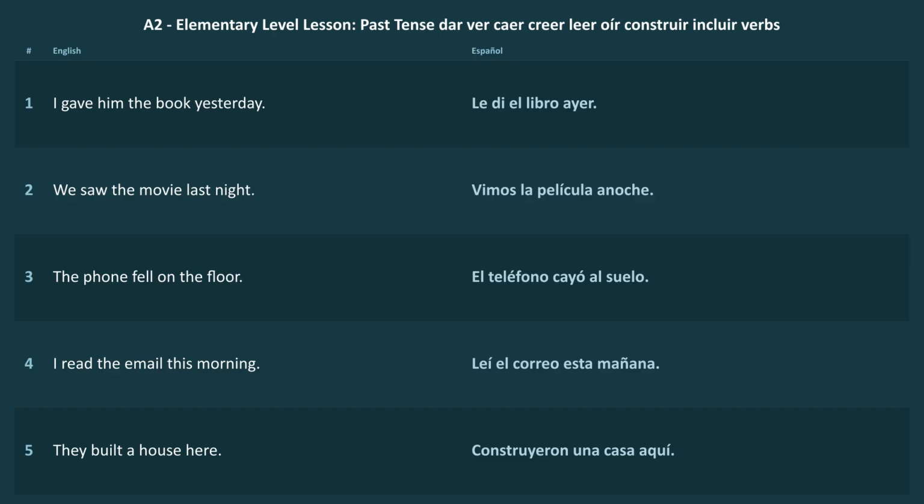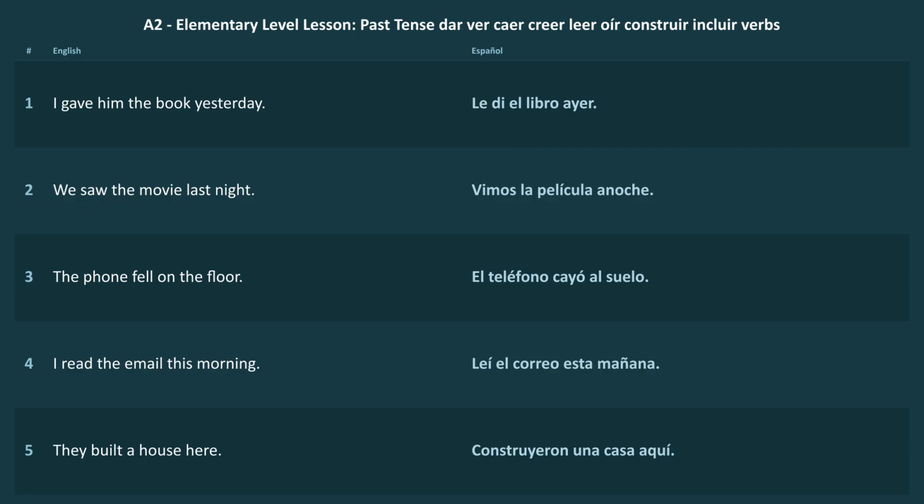Now leer, to read. This one matters because messages, menus, emails, signs, articles, all of that is daily life Spanish. In the past, leí, I read. Leyó, he or she read. Leyeron, they read. How do you say, I read the email this morning?